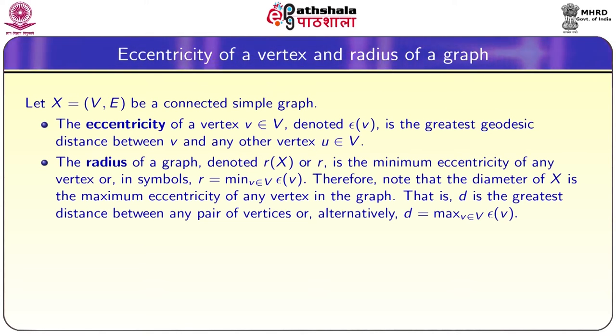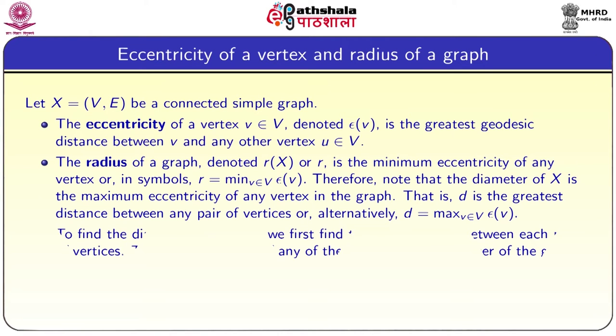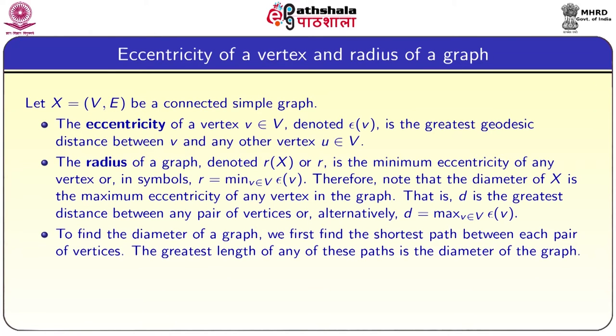Therefore, note that the diameter of X is the maximum eccentricity of any vertex in the graph, that is, D is the greatest distance between any pair of vertices. Alternatively, D is equal to the maximum over v belonging to V of epsilon of v. So this definition is useful. D is the greatest distance between any pair of vertices, that is, the diameter of the graph. To find the diameter of a graph, we first find the shortest path between each pair of vertices. The greatest length of any such path is the diameter of the graph.